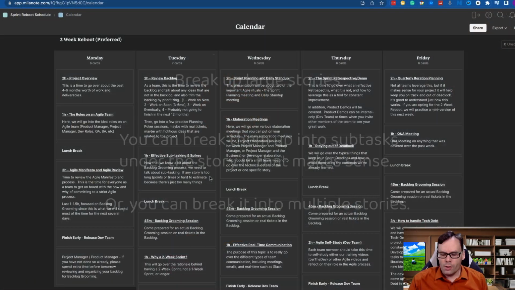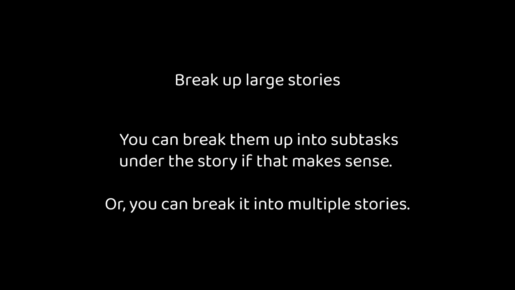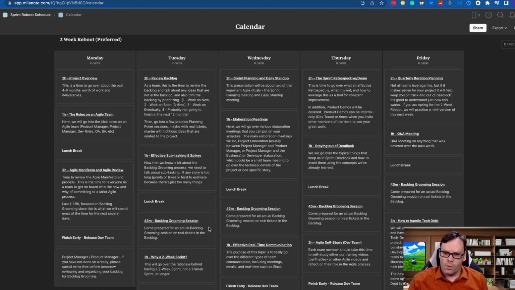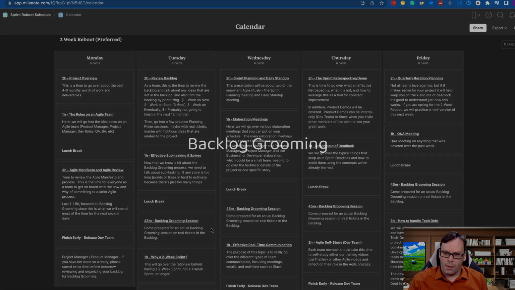Oftentimes when you have a story large enough that it's going to take more than a few days to work on, you're going to want to subtask it out. Sometimes that means breaking it up into different stories and working on those stories individually. Sometimes that means having a main story and then creating subtasks within your project management system. The more detail you have and the more subtasks you have on a larger task, the more accurate the estimate is going to be. Then we're going to go into a backlog grooming session.